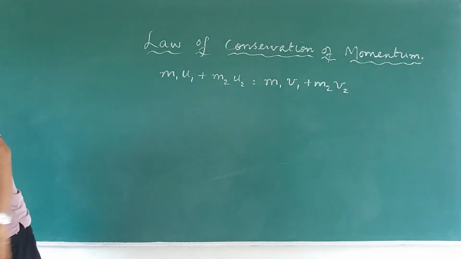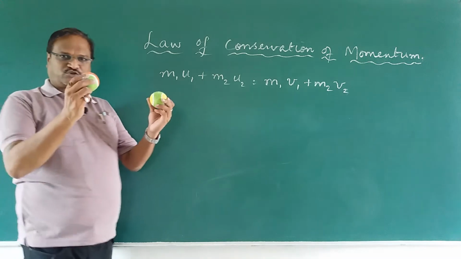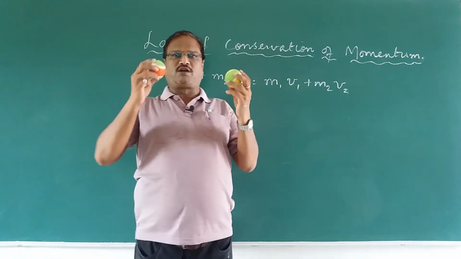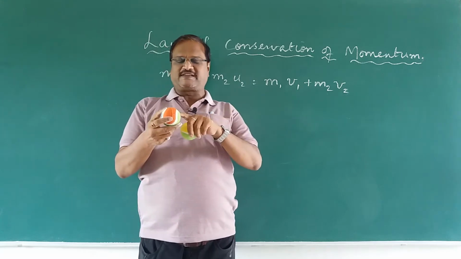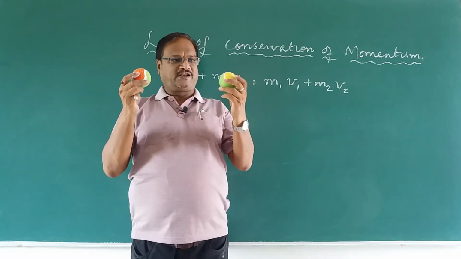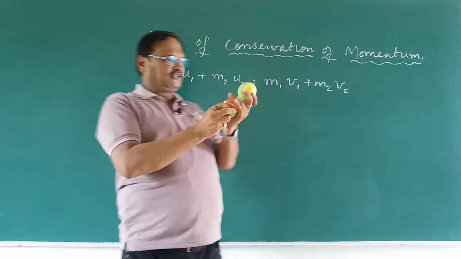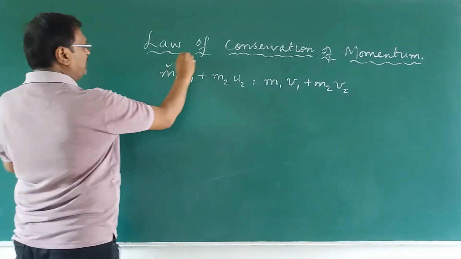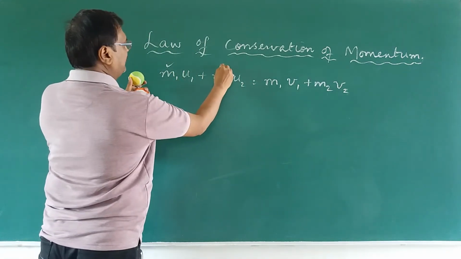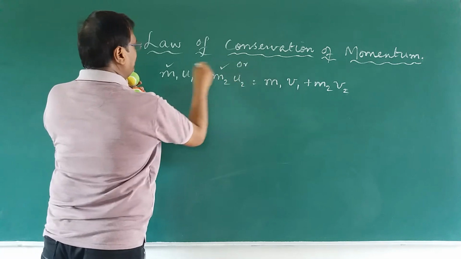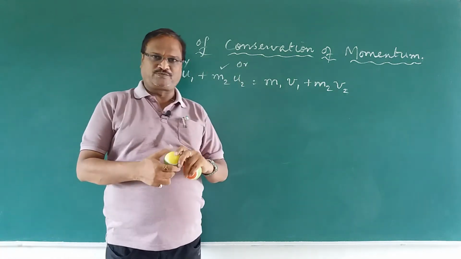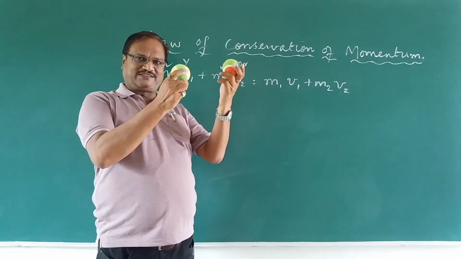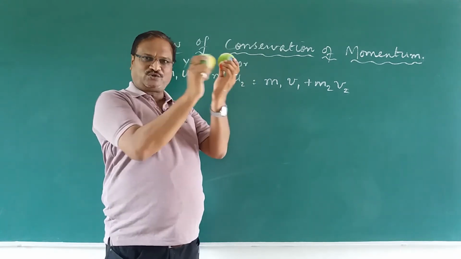Now I thought I will do a small demonstration. I got two balls here with me. One is, let us say, a yellow ball and another is an orangish ball. Now these are the two bodies. The orange body is m1 and the yellow is m2. These are the two mass bodies. They are going to collide.